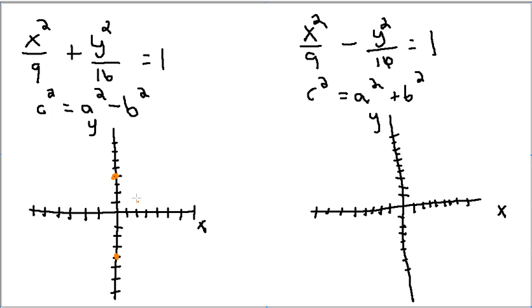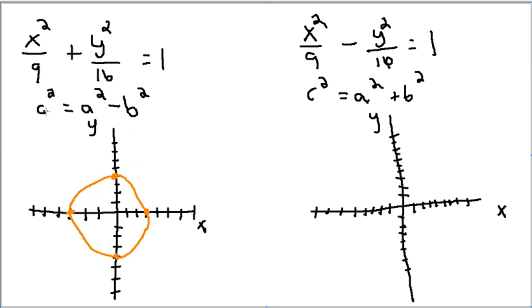Okay, let's continue. Let's look at the co-vertex, which will be going 3 in this direction and 3 in this direction. We could just sketch a rough sketch of our ellipse now. Now we can find the foci. The foci will be along the vertex axis, or the largest one if it's an ellipse.